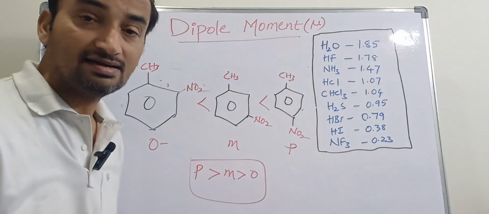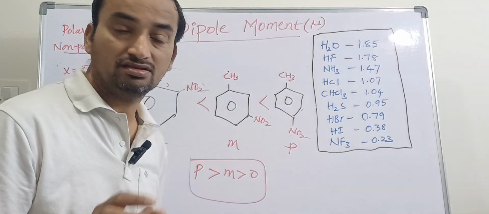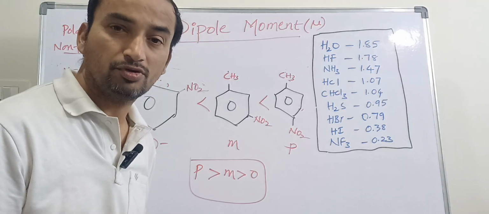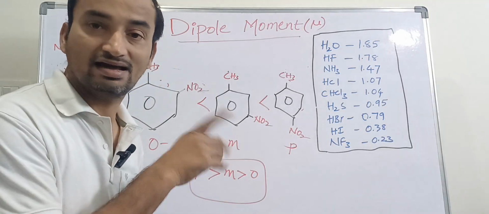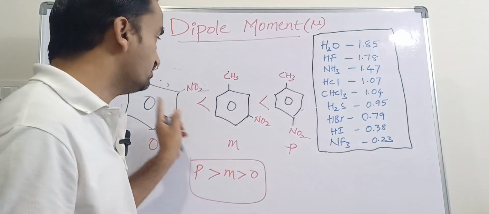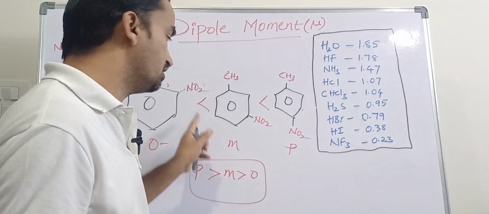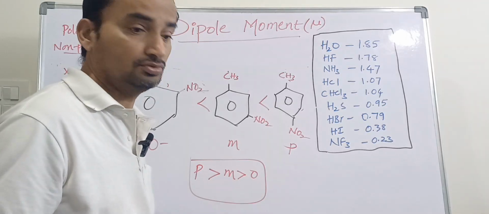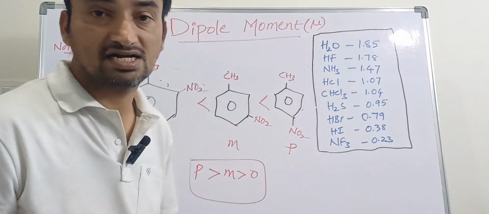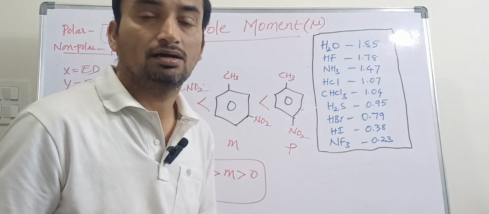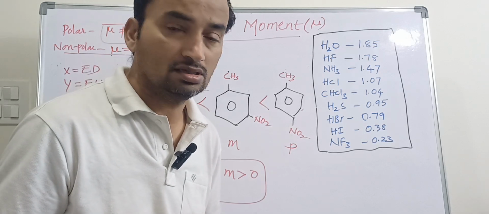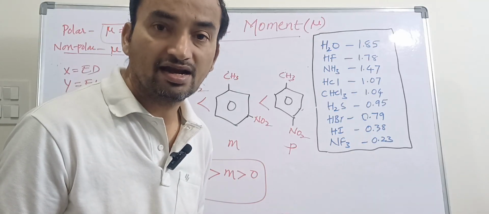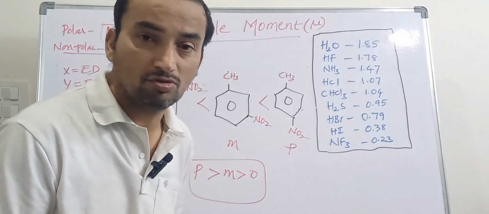Now in this case, we'll take the net value as under root of mu1 square plus mu2 square minus 2 mu1 mu2 cos theta, where theta is the bond angle. Now in the case of one electron withdrawing and one electron donating group, the order is para greater than meta greater than ortho. I hope you understand this one. So this is a very important topic, and you'll surely get one question from this dipole moment. Okay.